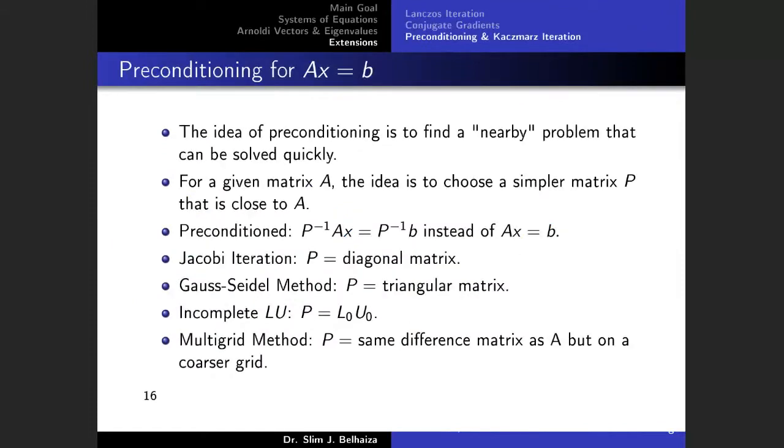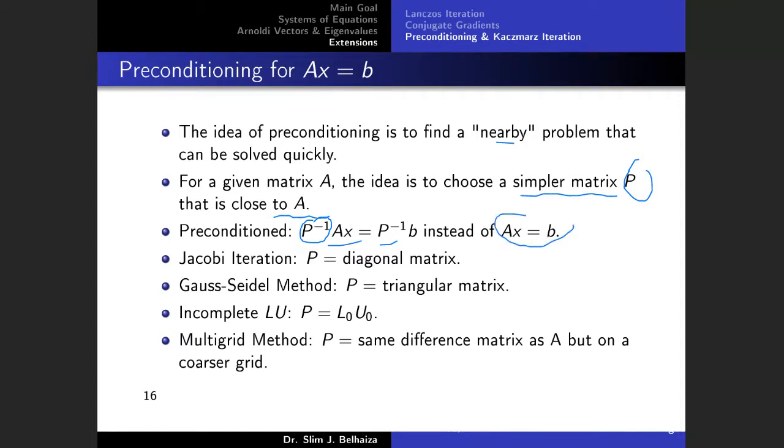So now one of the last things we have to see today is about preconditioning, which is another beautiful idea. That's why I put this into another subsection I called extensions. Sometimes the idea is to do some kind of preconditioning to find a nearby problem that can solve the problem Ax equals b much faster. So for a given matrix A, the idea is to choose a simpler matrix P that is close to A. So in fact, you would multiply the problem by P minus 1 on both sides, so you get P minus 1 Ax equals P minus 1 b instead of Ax equals b.